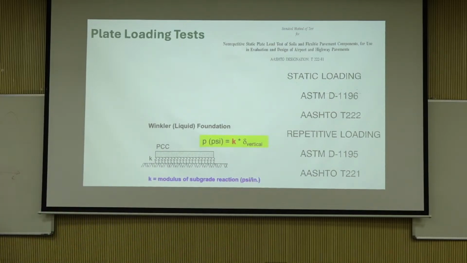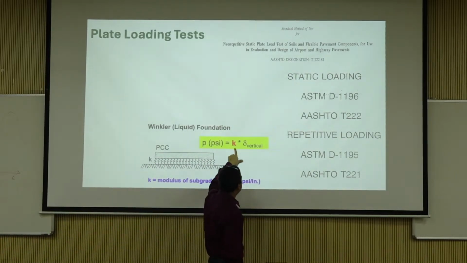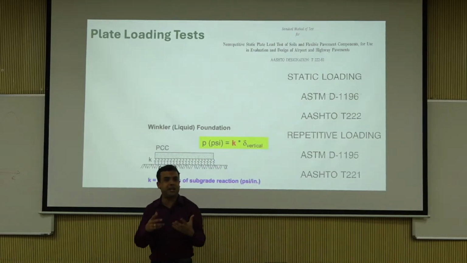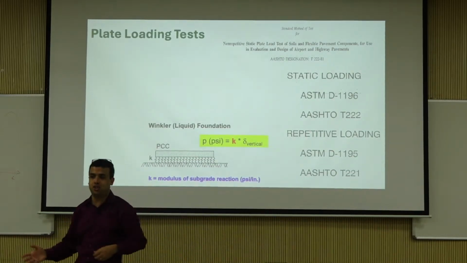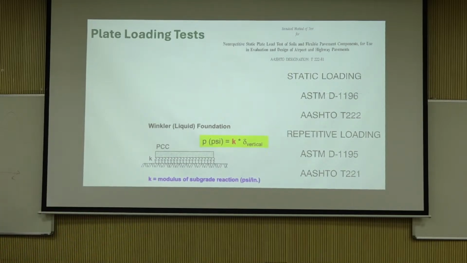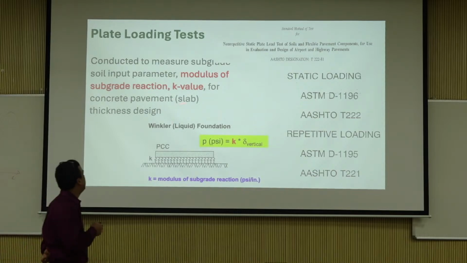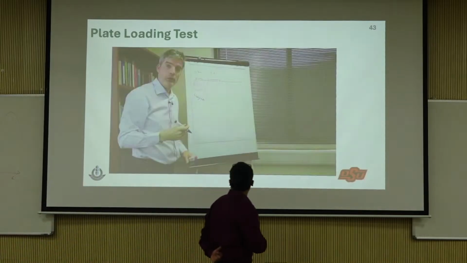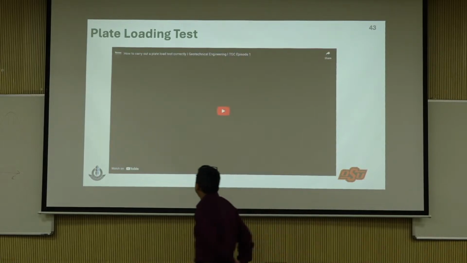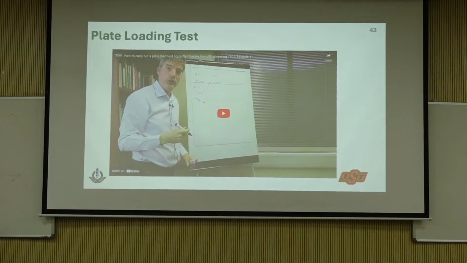We talked about this yesterday. So pressure is equal to K multiplied by deflection. The unit is PSI per inch, or PCI, pounds per cubic inch, or Newton per cubic millimeter, right? It's conducted to measure the subgrade soil input parameter for concrete pavement and slab thickness design. This is another little video that will show you. This is by Tensar, and it gives a good input for that.